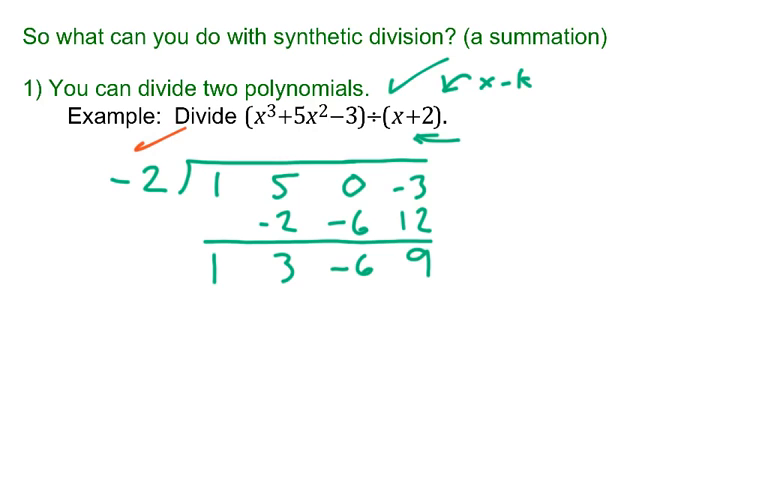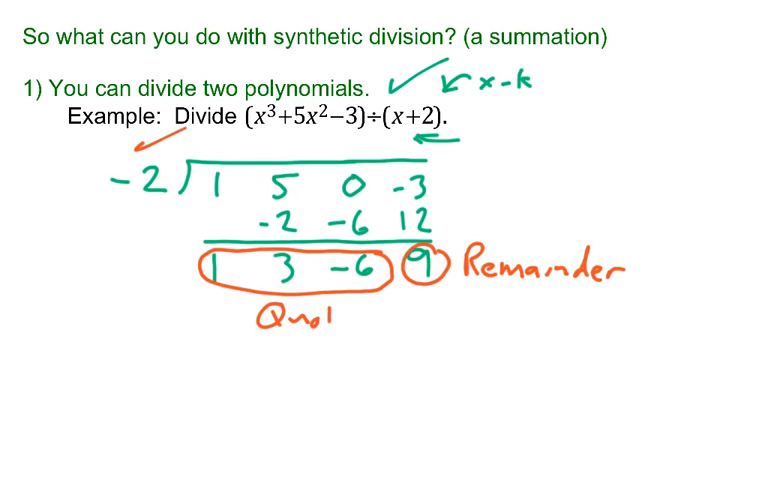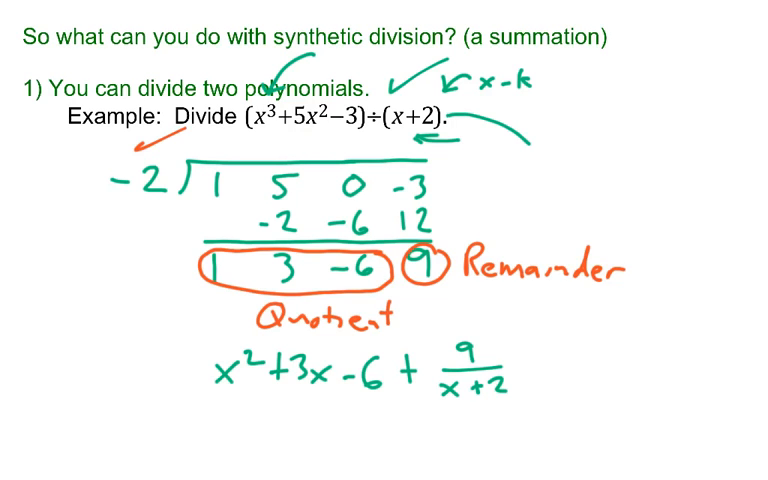When you're doing a division, the final number on the bottom row is going to be your remainder. And the rest of the bottom row will be the coefficients of the quotient. And we express the result as the quotient plus the remainder over the divisor. The degree of the quotient is always 1 less than the degree of the dividend, so I started with an x cubed. That means I'm going to end up with an x squared. So to be precise, it would be x squared plus 3x minus 6. That's the quotient plus the remainder over the divisor. And we go back to the original divisor up here.